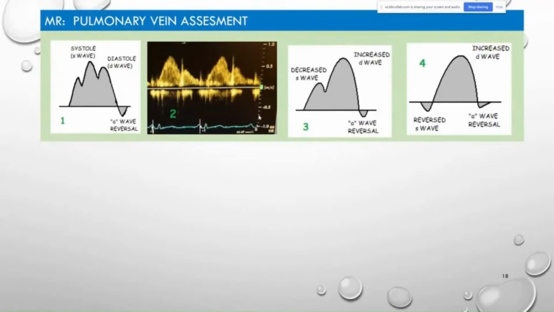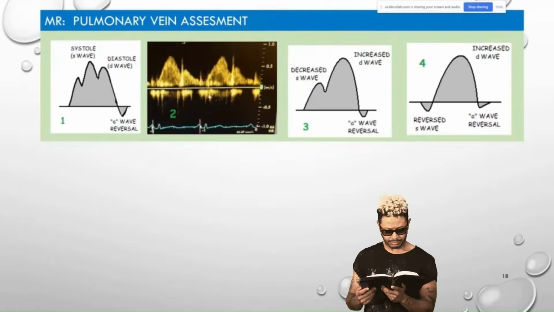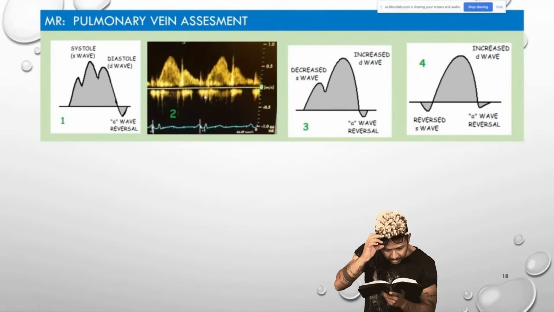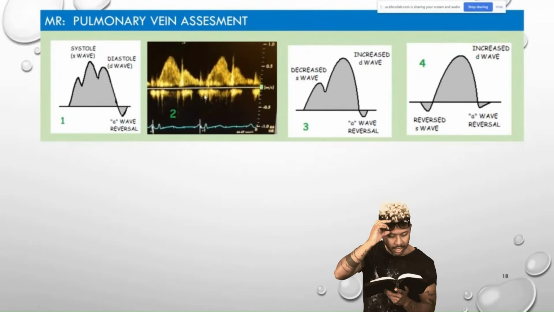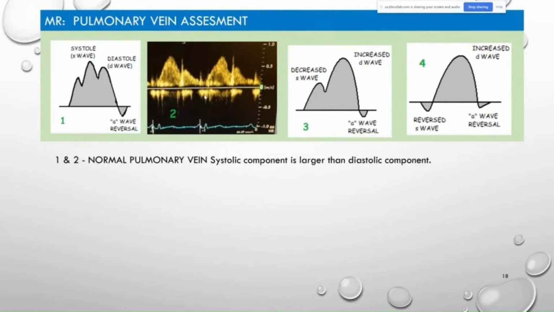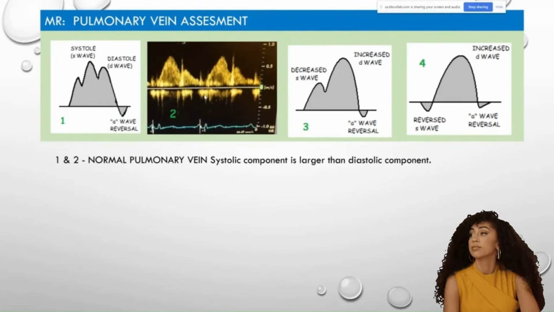This is what your book has, but this is what it looks like in real life. Your S wave, your D wave, and your AR reversal right there. Again, just keep that in mind. Now, 1 and 2 is a normal pulmonary vein systolic component. Remember, the systolic component is larger than the diastolic component in a normal person. S wave larger than D wave.